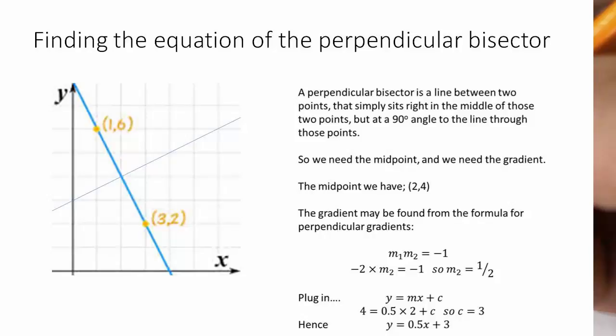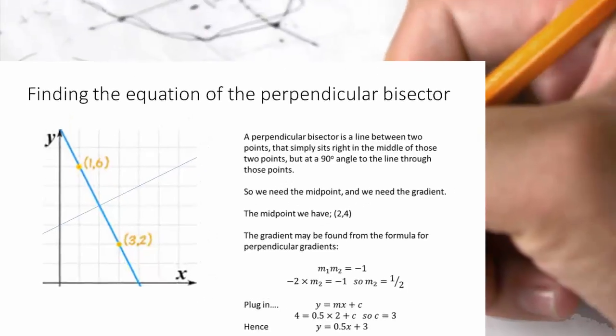Once we have that, we proceed exactly as before with y equals mx plus c, but this time we know that the gradient is 1/2, so we'll put in m as 1/2. We know that y is 4 when x is 2. We work the numbers through and we'll see that c is 3, and so we get the equation y equals 1/2 x plus 3. Sure enough, on my diagram that looks absolutely correct because the y-intercept for the perpendicular bisector looks to be crossing at 3.